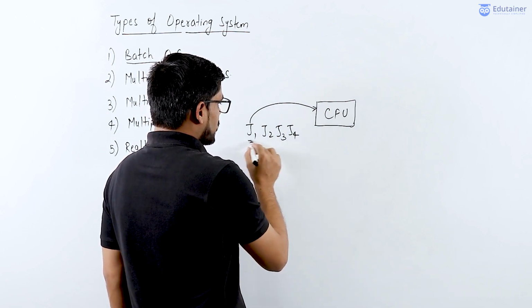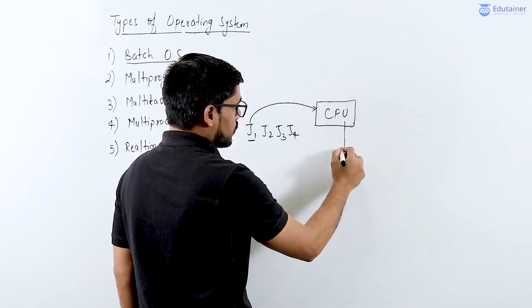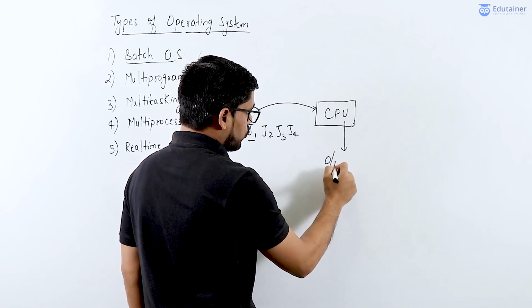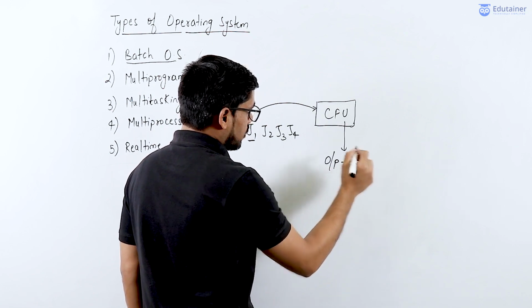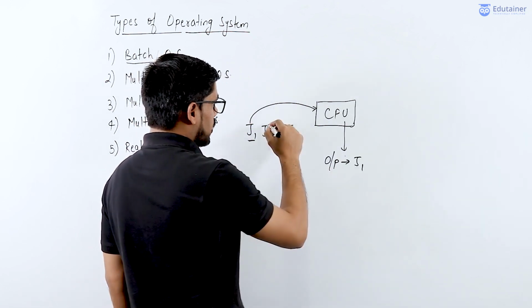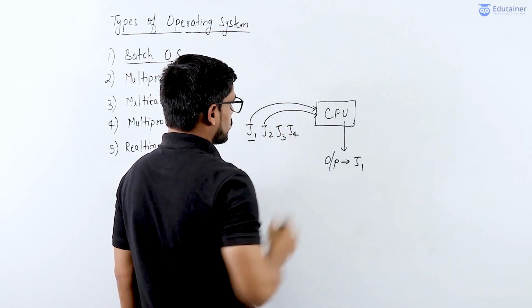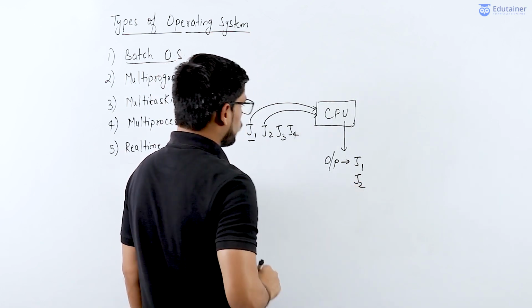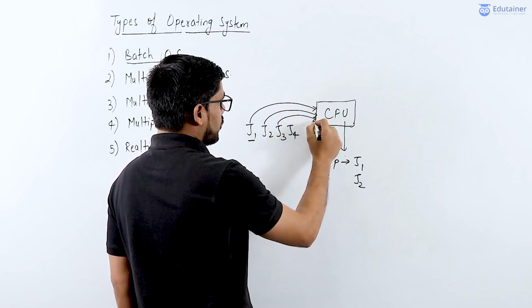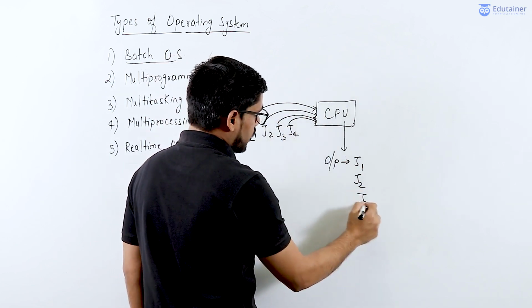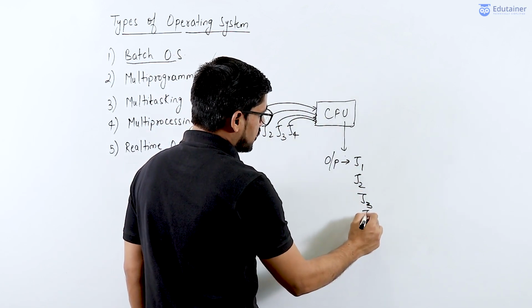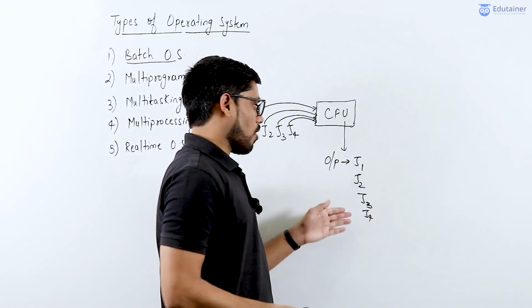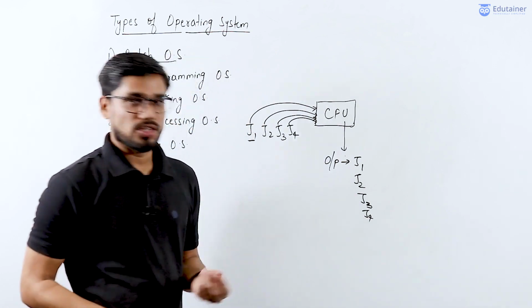Then the CPU will process this first job and after processing it will give the output. So the output will also come in sequence. First J1 output, then job J2 will be processed, and then J2 output will come, and similarly job J3 and then finally job J4. Okay, so here you can clearly see that every job is processed in a sequence manner and their outputs are also achieved in a sequence.